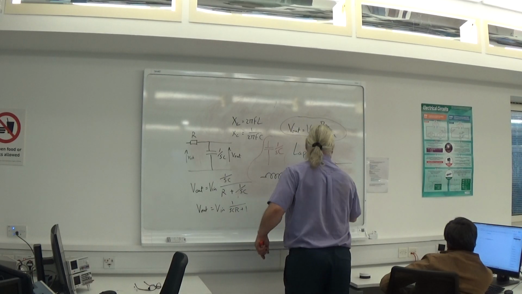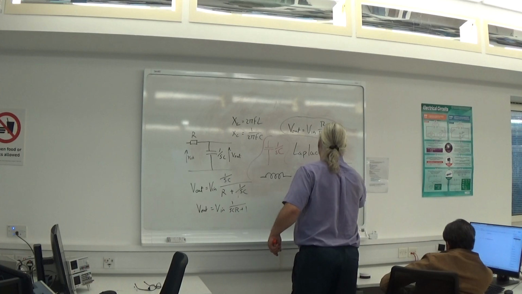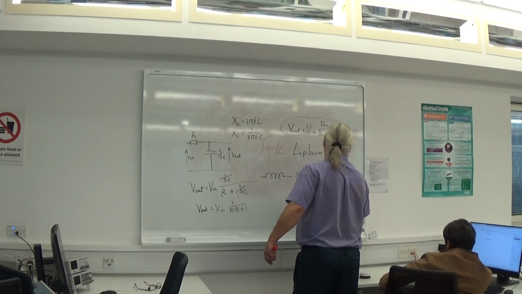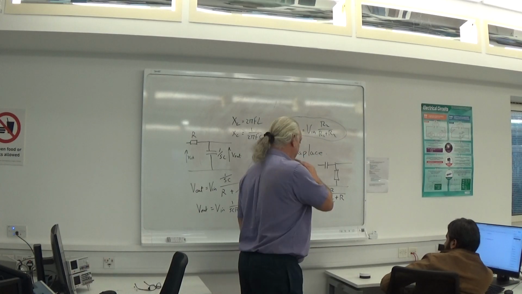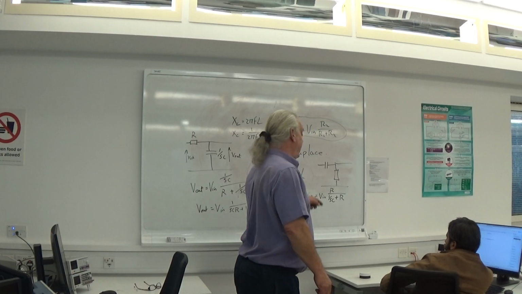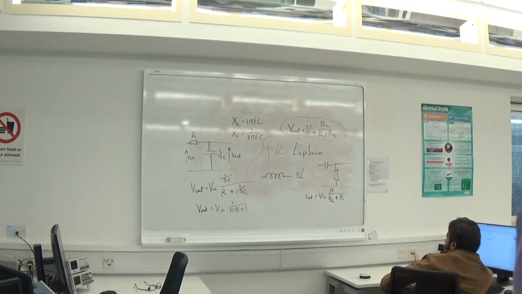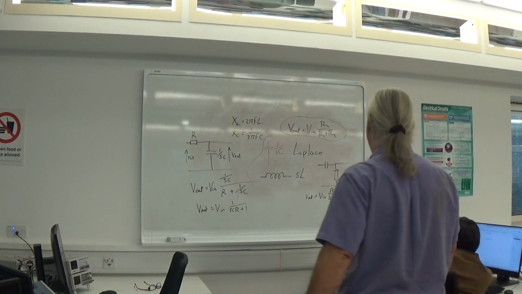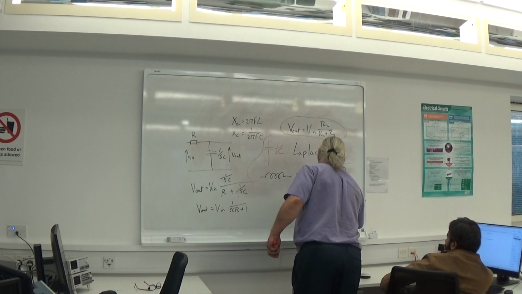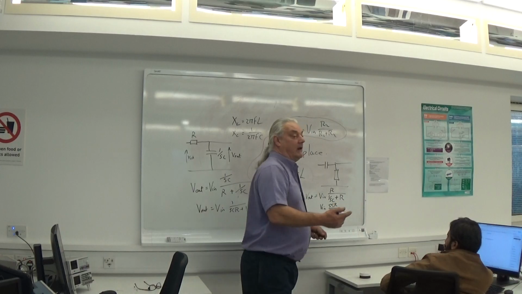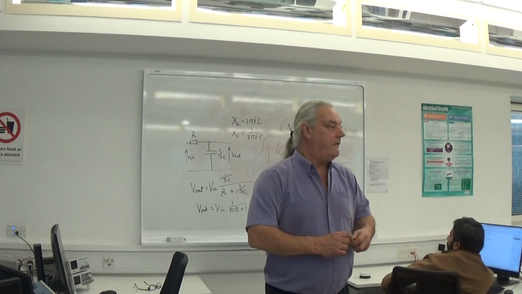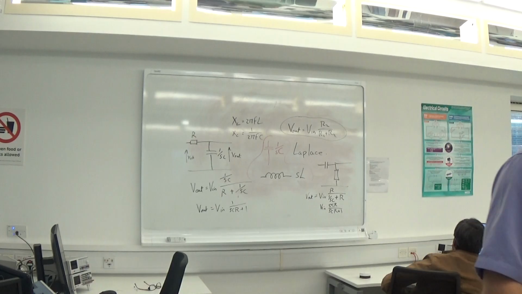R1 is 1 upon SC, and the other one is just the plus R. Yeah? There's various ways that you can deal with that, but actually that's not an inconvenient way or form for it to be in anyway. You could multiply top and bottom by SC if you wanted to, and what you get is you get V in SCR upon SCR plus 1, if you think that's neater. It's just the same way of doing the same thing.